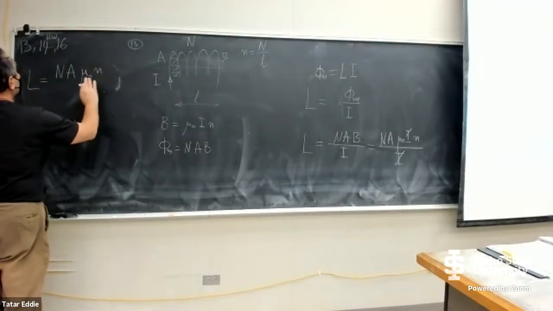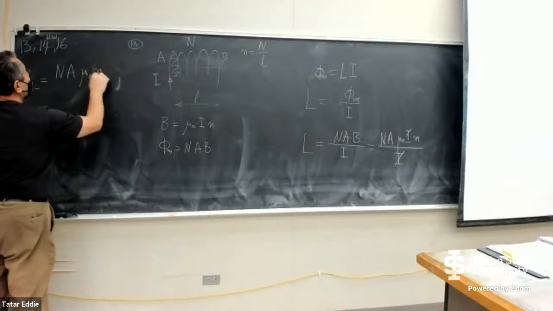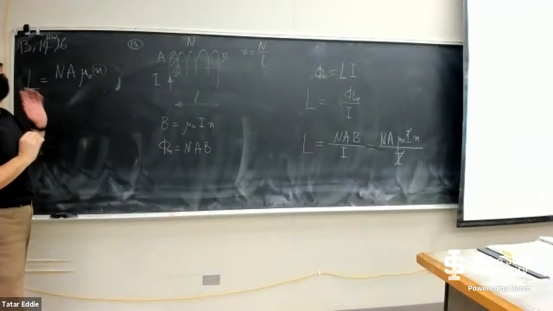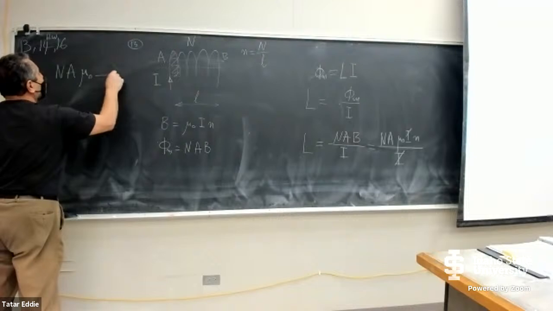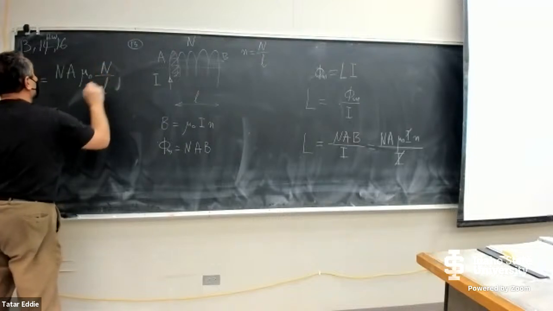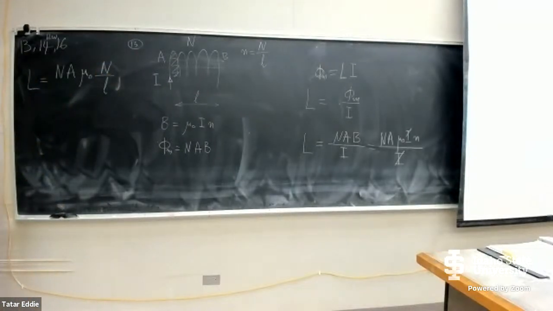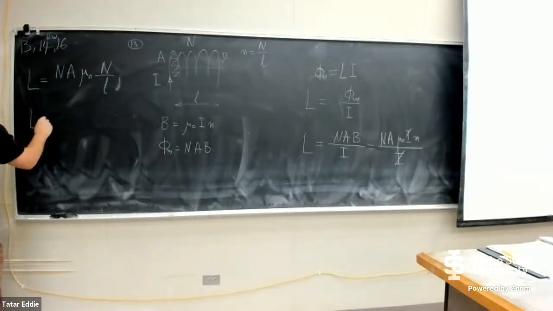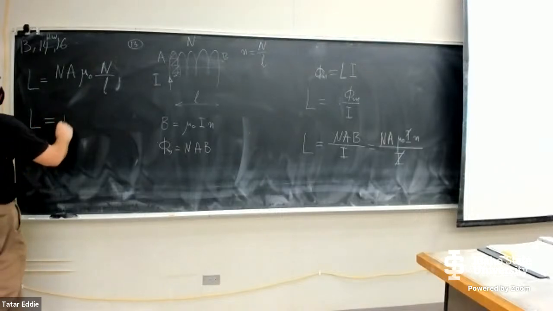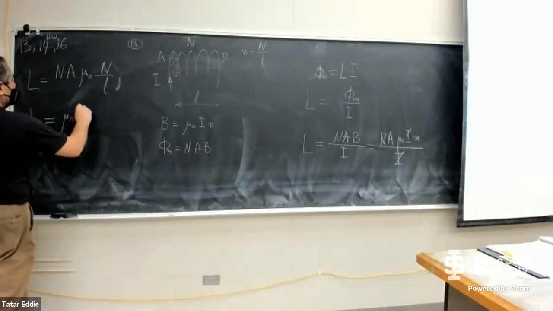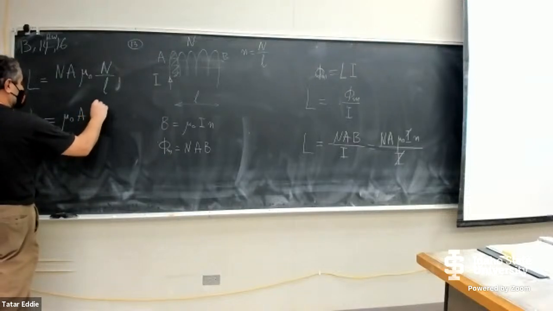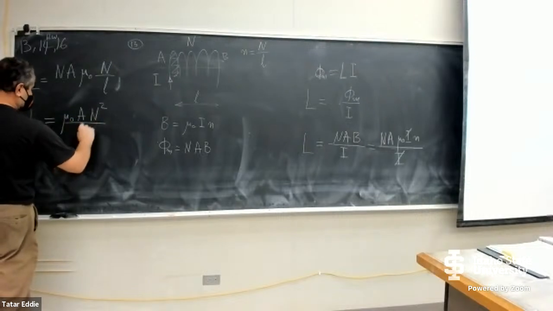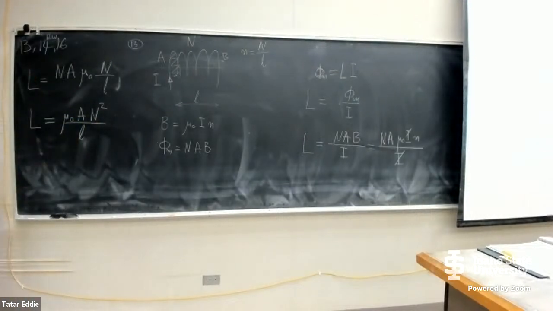So just rewrite the number of turns per unit length, this lowercase n, as capital N divided by L. And this is going to give you the formula in the form that is needed. In other words, the inductance of a solenoid is mu naught times area times number of turns squared, all of this divided by the length of the solenoid.